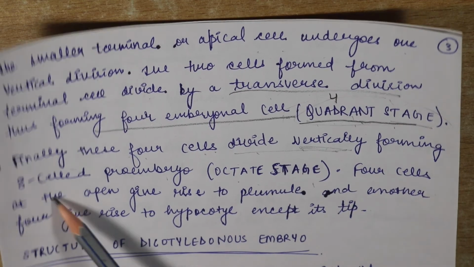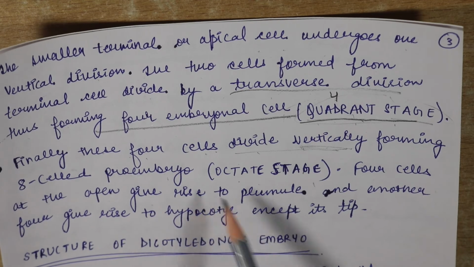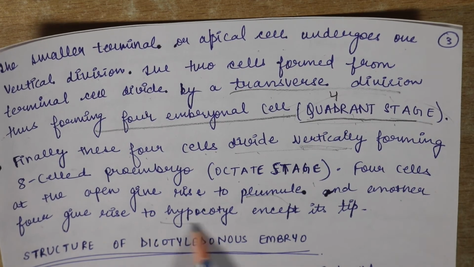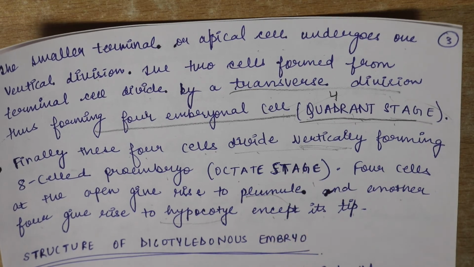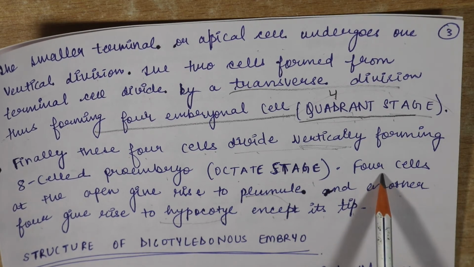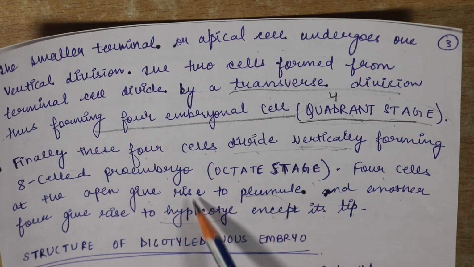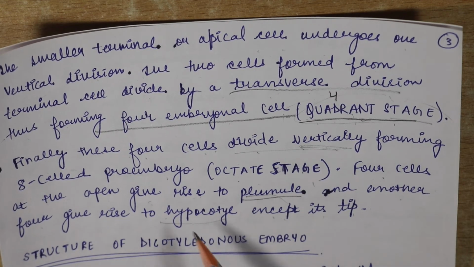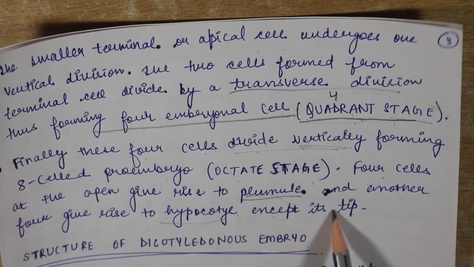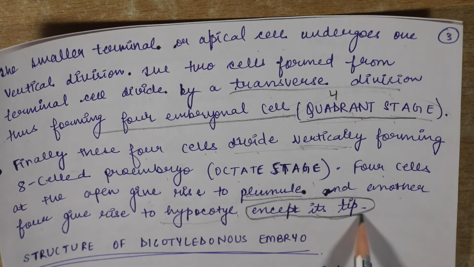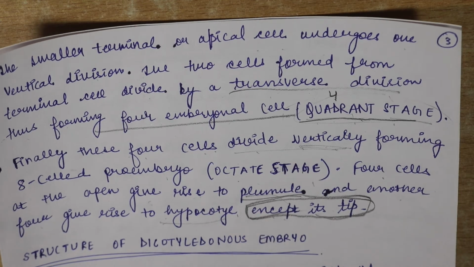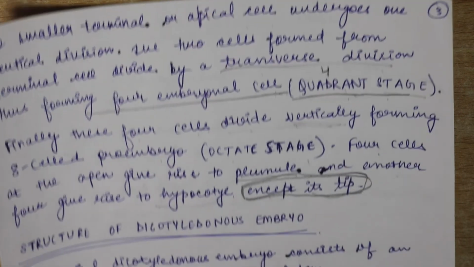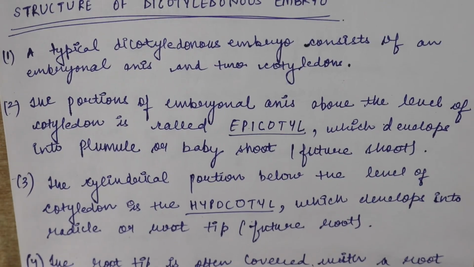4 cells at the apex give rise to the plumule and another 4 give rise to the hypocotyl except its tip. Means the 4 cells at the apex give rise to the plumule, and the other 4 left out cells form the hypocotyl except its tip, leaving the tip, the rest.